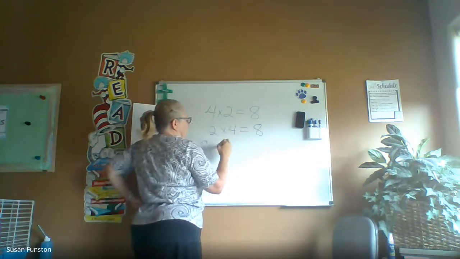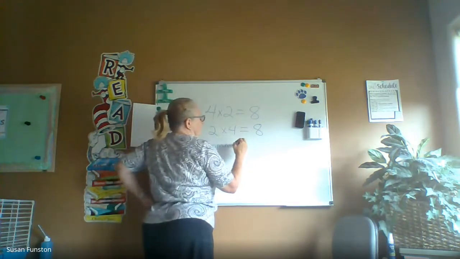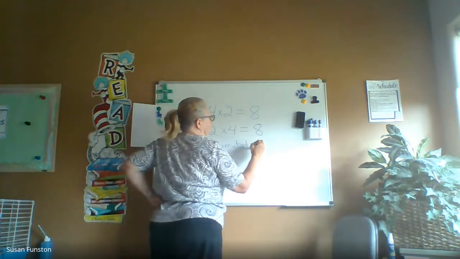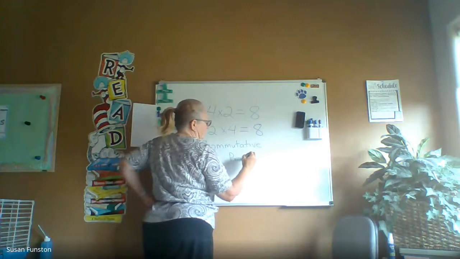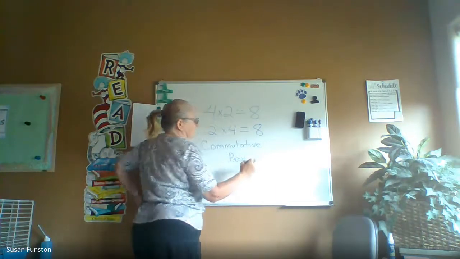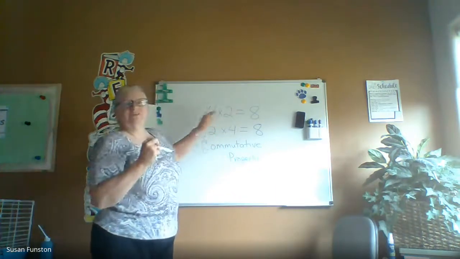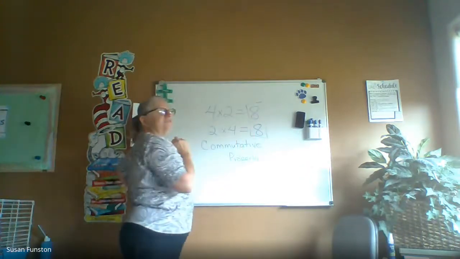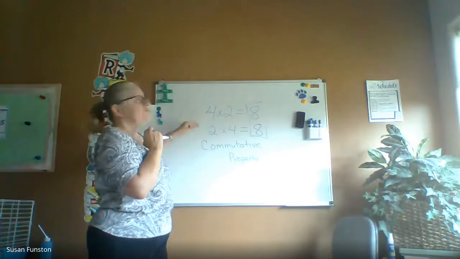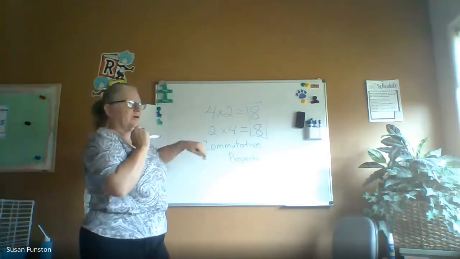And that is the commutative property. Just means that we can move our numbers around and we'll still get the same answer. 4 times 2 or 2 times 4. Both are 8.